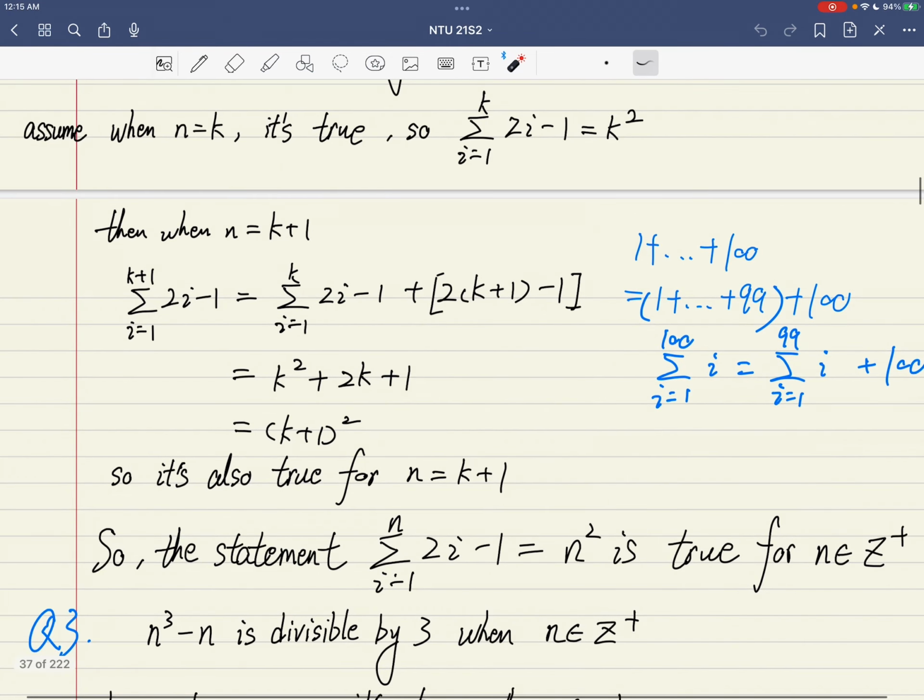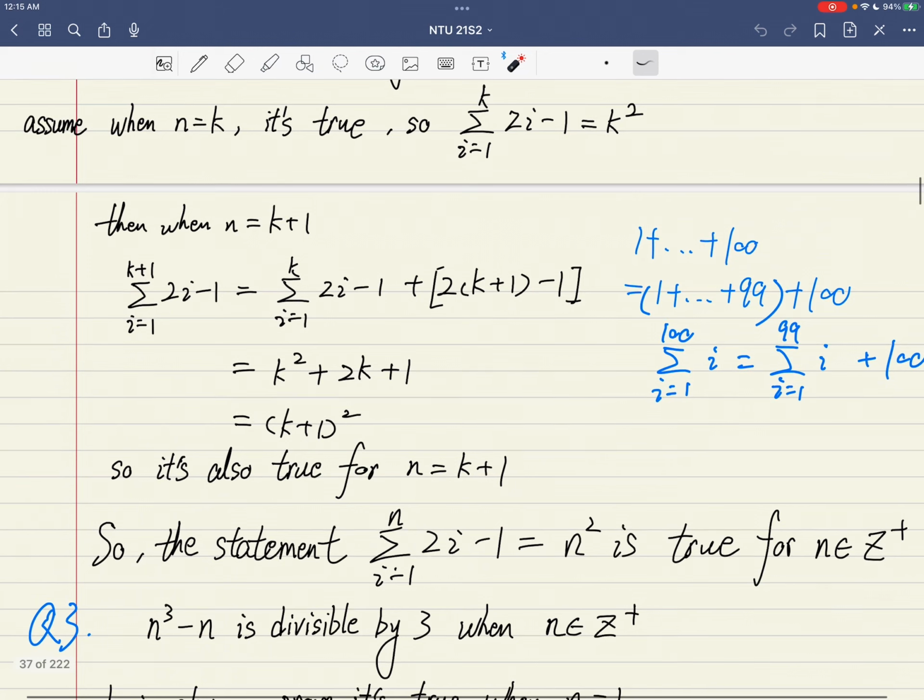So we can assume when n is k, it is true. So the sum for i from 1 to k of 2i minus 1 is equal to k squared. For this equation you just need to substitute k for n. So we assume when n is k, this equation is true.